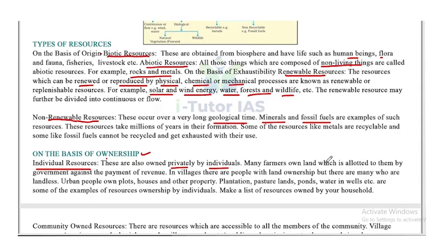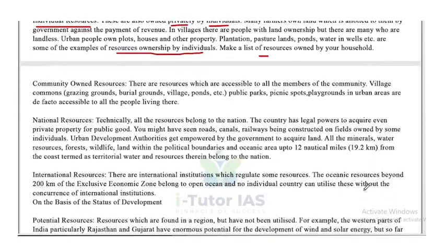Many farmers own land which is allotted to them by government against the payment of revenue. In villages, there are people with land ownership, but there are many who are landless. Urban people own plots, houses, and other property. Plantation, pasture lands, ponds, water in wells, etc. are such examples of resources owned by individuals. Make a list of resources owned by your household. Do you know what the resources in your household are? Just make a list.